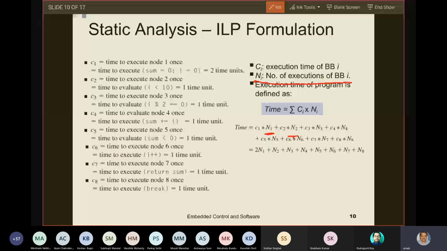Therefore, the time that will be taken by the entire program can be given by the summation of Ci into Ni. Why? Because Ci gives me the worst case execution time when the basic block is executed once, and Ni tells me the upper bound on the number of times that basic block can be executed. So the summation of Ci times Ni is the worst case execution time of the program, if Ni is the upper bound on the number of times that basic block is executed.